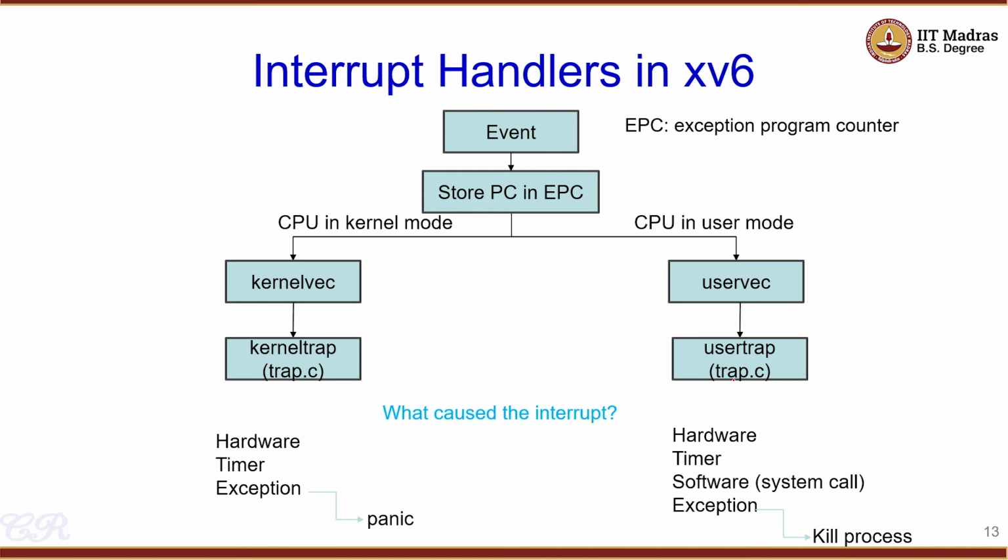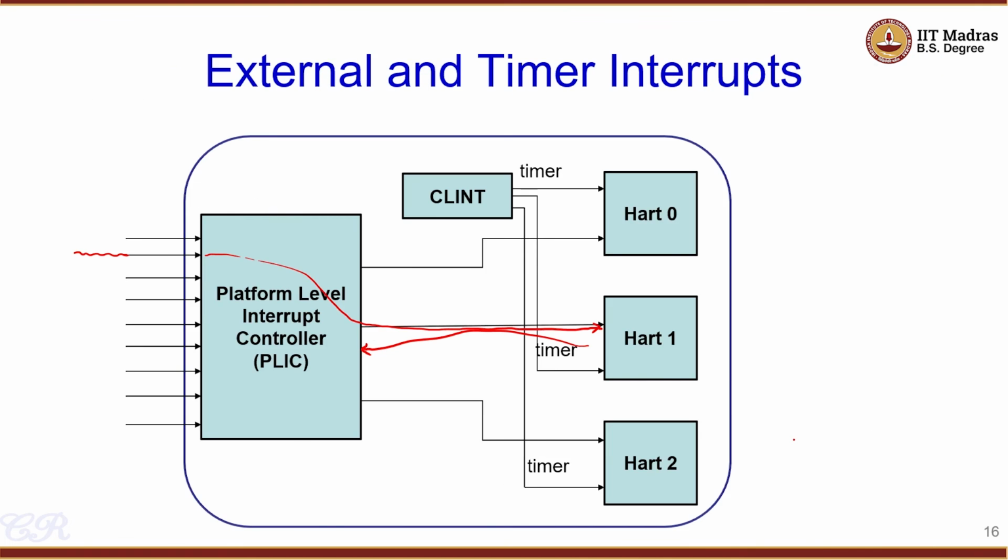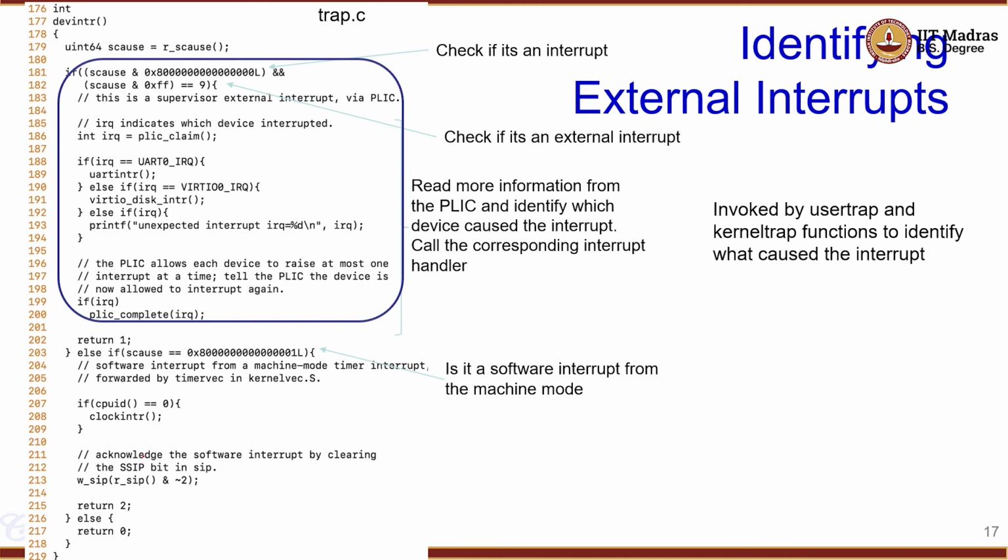It then invokes this particular function called devintr. The job of devintr is to look into the platform level interrupt controller and identify which of the many devices that are connected to the PLIC have essentially raised the interrupt, right. So whether it is the keyboard, mouse, UART, and so on. Okay, so the devintr function looks something like this, right.